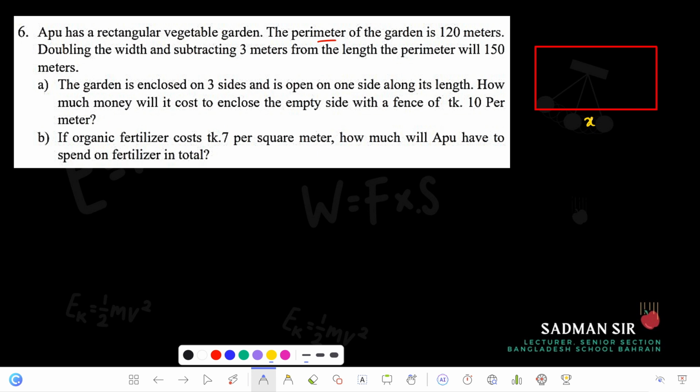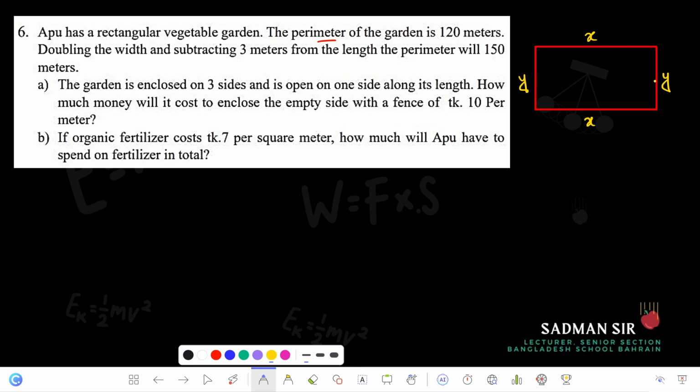Let us consider the length to be x here. So this one will also be x, as the opposite sides are equal. And the shorter side is called the width or the breadth. Here I think they have mentioned width, so we will also call it width, y. So the opposite side, this one, will also be y.